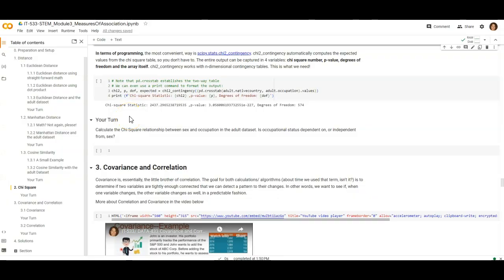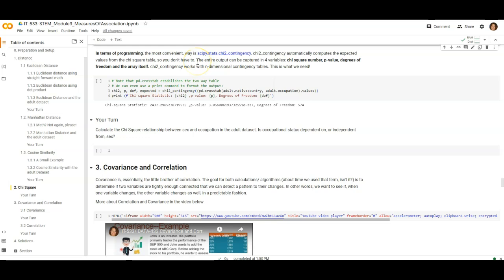All right, so you may remember chi-square as involving a table in which you look up different kinds of values, etc. In programming, we don't need to do all that. All we need is our SciPy stats chi-square contingency function. This automatically computes the expected values from the chi-square table that you used to have to use. You don't have to do that anymore.